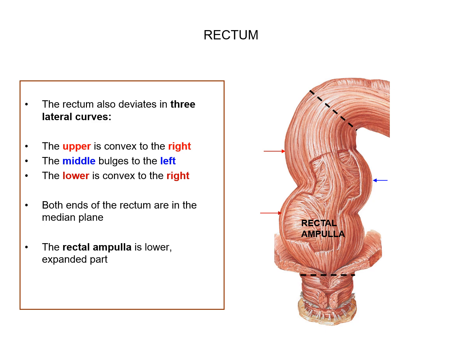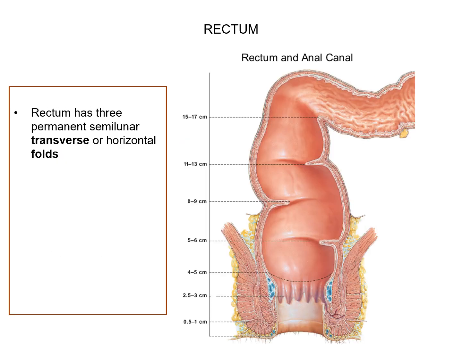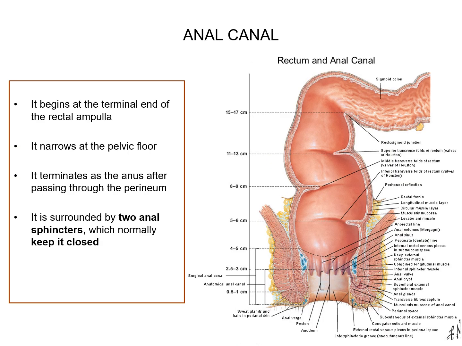The lower part of the rectum is expanded to form the rectal ampulla. The rectum commonly has 3 permanent semilunar transverse or horizontal folds, most marked in rectal distension. The anal canal begins at the terminal end of the rectal ampulla, where it narrows at the pelvic floor. It terminates as the anus after passing through the perineum.